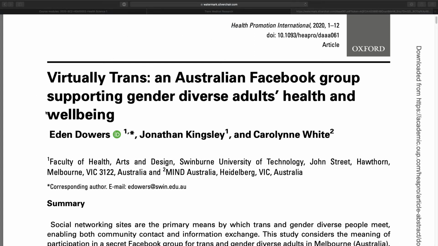The first and most obvious perhaps is the title. So the title provides an informative, concise sentence summarizing the nature of research. So based on this title, we get an understanding that this is a study of an Australian Facebook group and that it has to do with the health and well-being of trans and gender diverse adults in this instance.